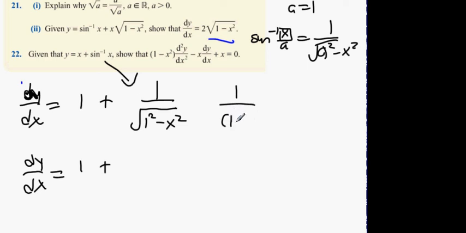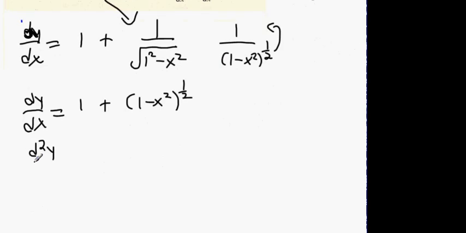1 divided by 1 minus x squared to the power of a half. And then I'm going to rearrange it using the power rule and turn it into a negative power. I still haven't differentiated the second time. Now, and only now, am I differentiating the second time.